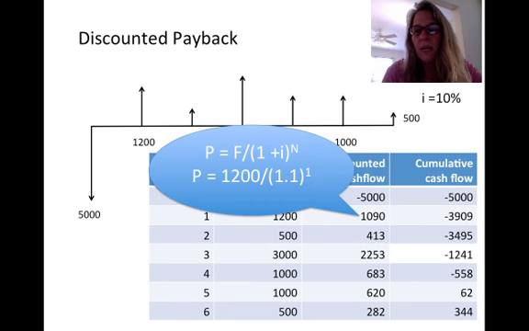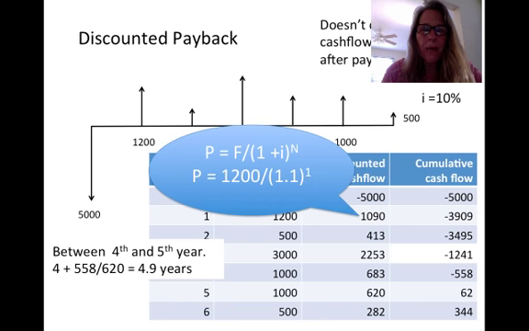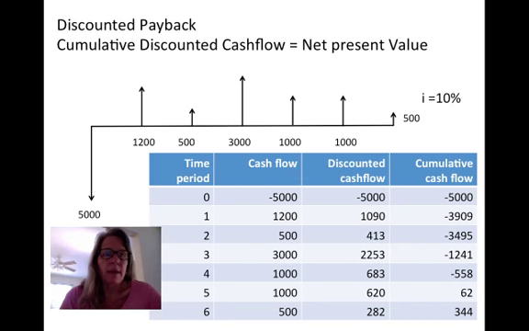And then what we do is we accumulate the discounted cash flow. So when we've taken into account time value of money, the payback occurs between the 4th and the 5th year, and actually it occurs in 4.9 years. So that's a little bit different calculation. It's the discounted payback. In this case, it still doesn't consider cash flows that happen after payback, but it does consider time value of money.